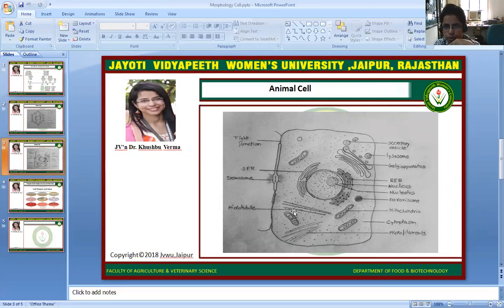Microfilaments, microtubules, and desmosomes and tight junctions will be present as junctions between two animal cells. Secretory vesicles will be there, along with lysosomes, and the Golgi apparatus will be well developed in the animal cell. These are the basic structures of the plant cell and animal cell.